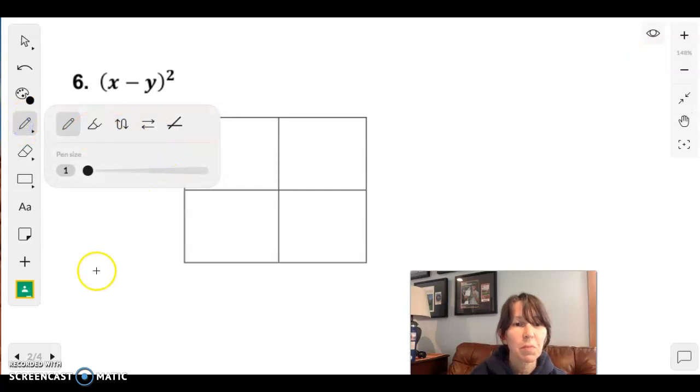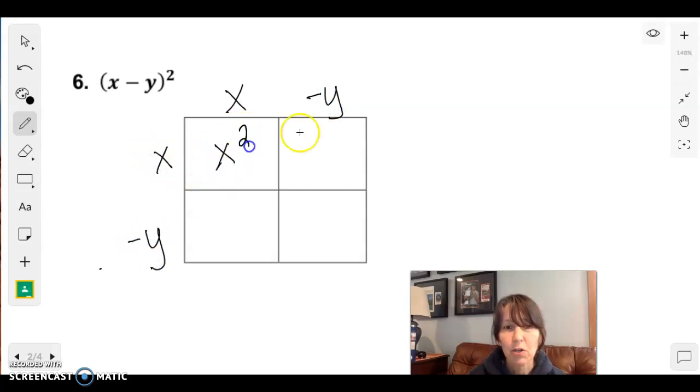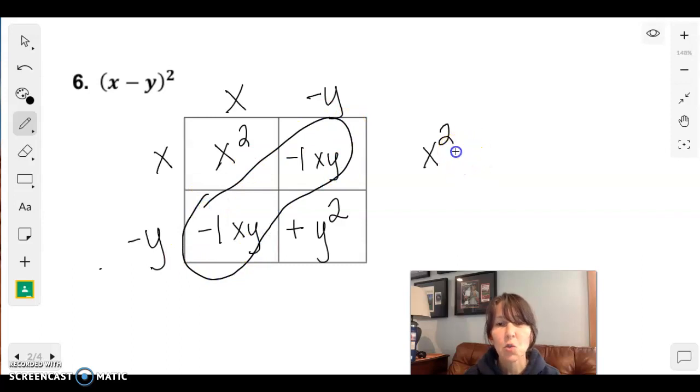This example, we've got an x minus y, x minus y. So we're going to get x squared minus 1xy minus 1xy plus y squared. So if we combine these like terms here, x squared minus 2xy plus y squared.